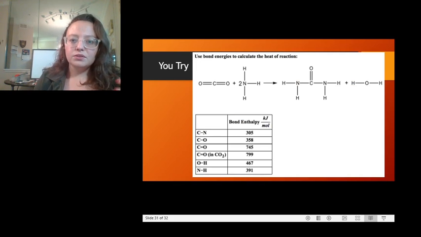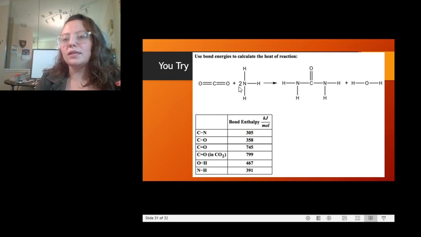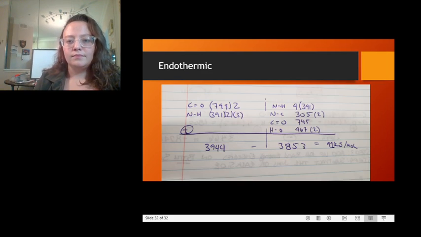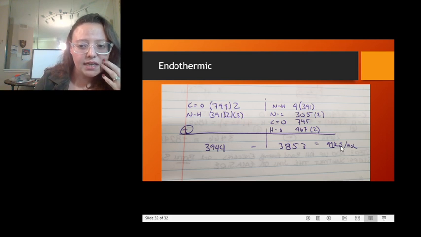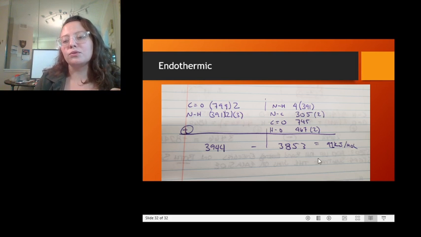Here's another one for you to try. Notice there's a 2 here. That means there's 2 molecules of NH3. And so I have 2 times the 3 bonds right there in my work. And I got 91 kilojoules per mole. And so since that's positive, that's endothermic.